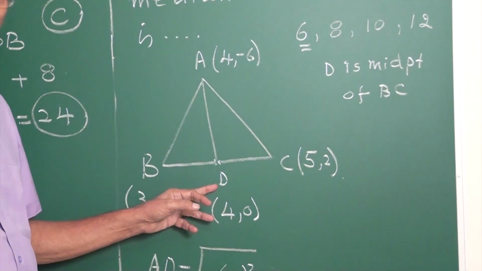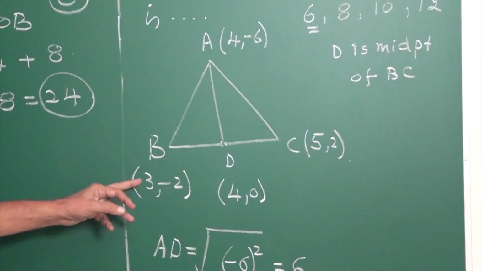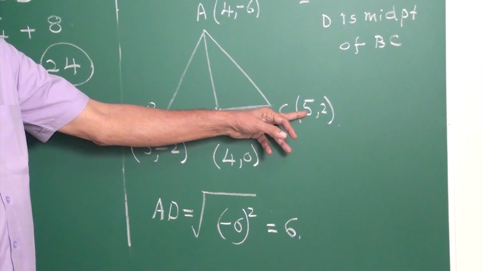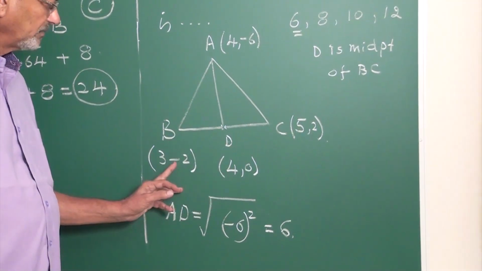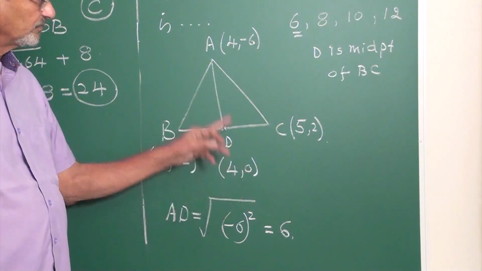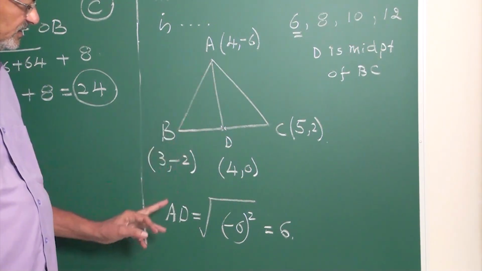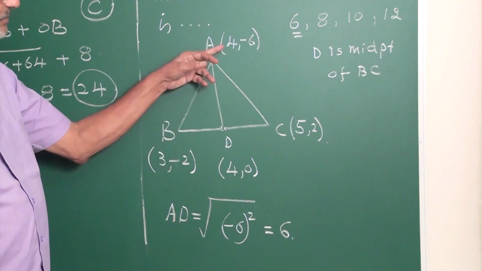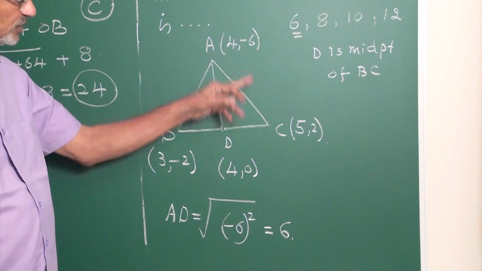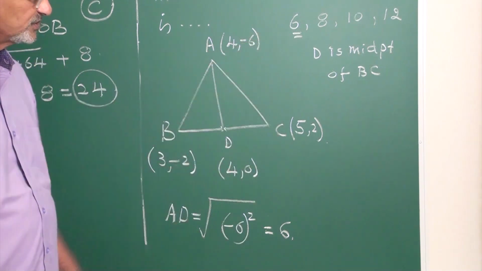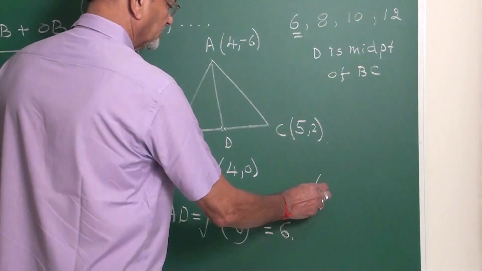Take D. What is D? Midpoint. Write the coordinates: 3 plus 5 divided by 2, 3 plus 5 is 8, divided by 2. Minus 2 plus 2 is 0. Now, what is the median? AD. Again, the friend is given simple. 4 minus 4 is 0. Again, minus 6 whole square is 6. What is the option? A is the option, my friend.